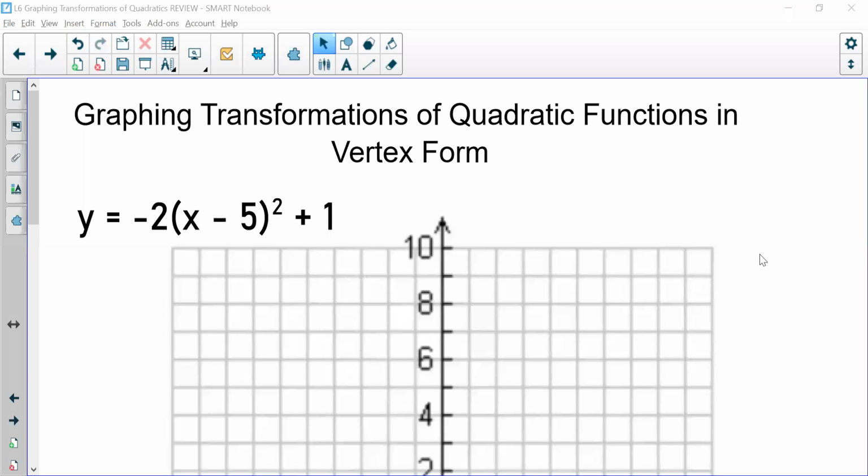Graphing the transformations of a quadratic function. They will always be in vertex form like this, and we have to figure out how to get it on this graph, right shape in the right place.